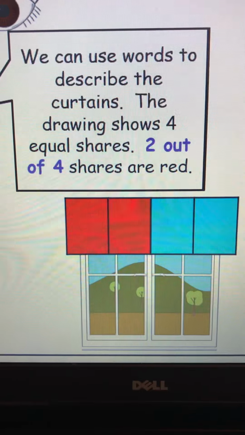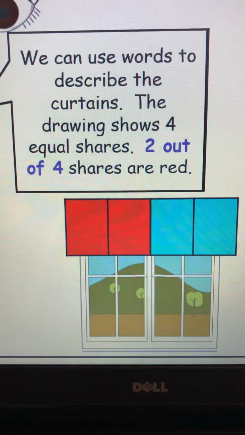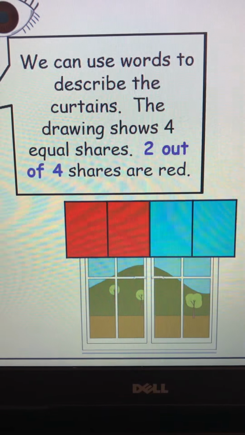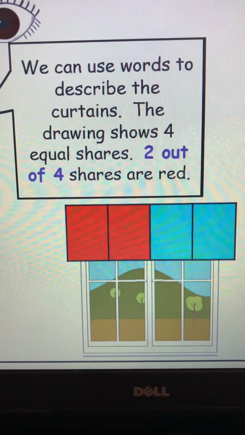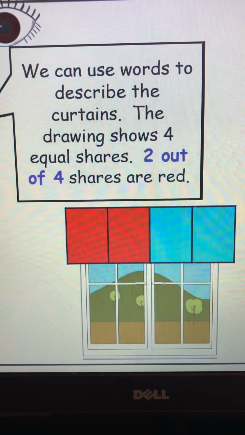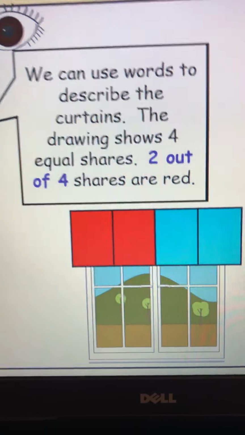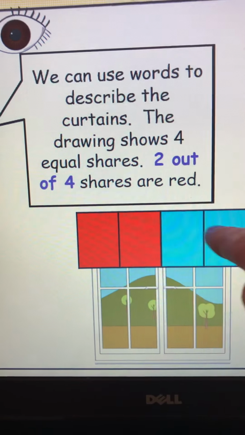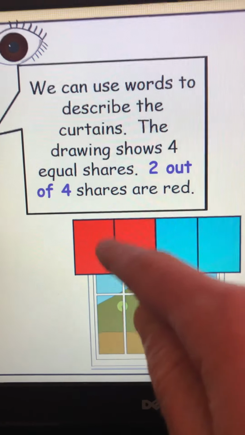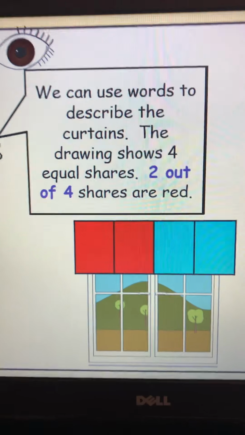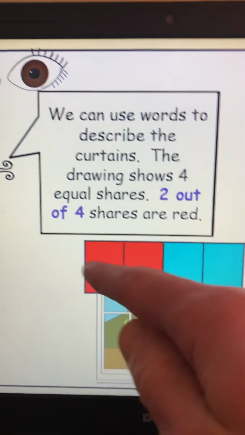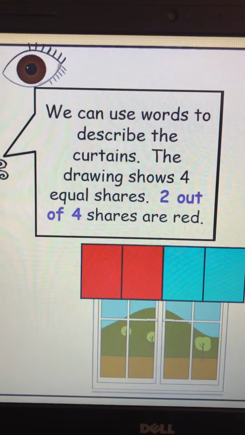We can use words to describe the curtains. The drawing shows 4 equal shares. 2 of the 4 shares are red. So they're 4 equal shares because these are all the same size and same shape. And 2 out of those 4 are red.